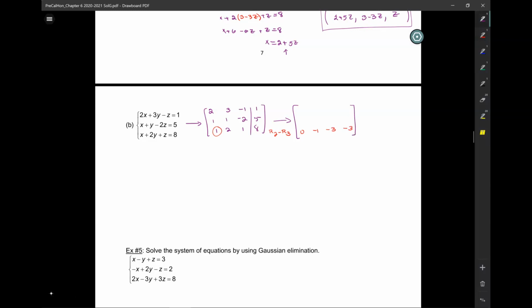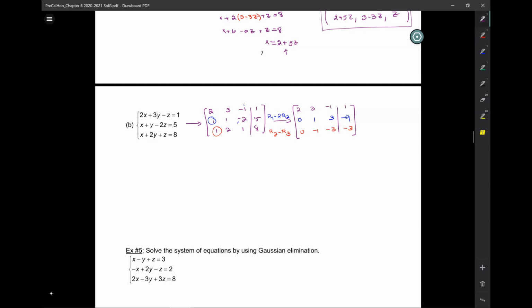Okay. Next, I want to get rid of this one. To do that, I'm going to do row 1 minus 2 times row 2. And here I'll get 0. Row 1, 3 minus 2 times 1 is 1. Row 1 minus 2 times row 2 is 3. And then finally, that equals negative 9. Leave the first row the same.